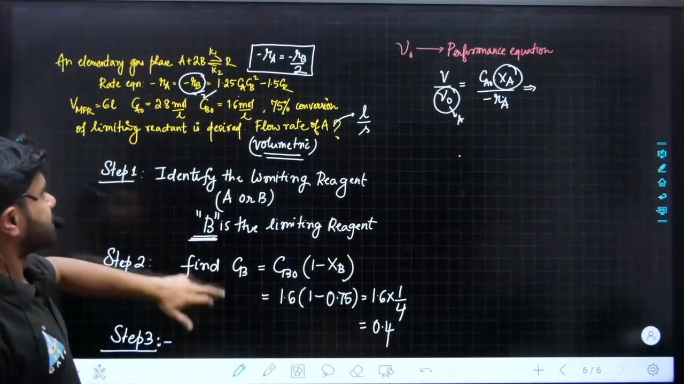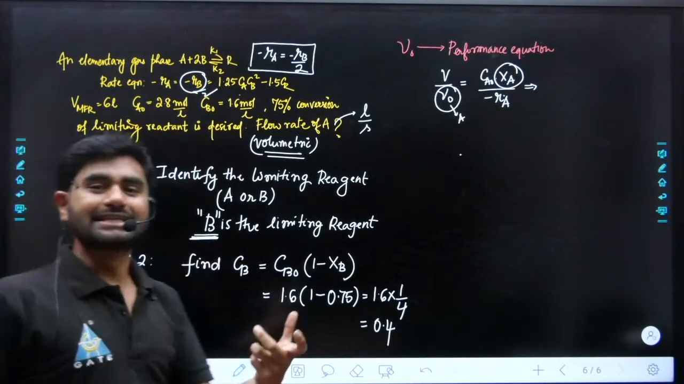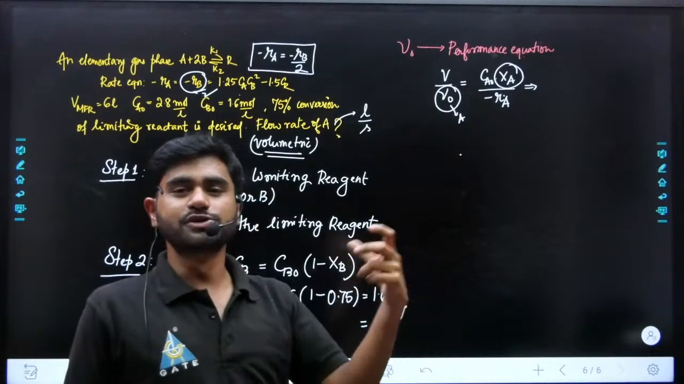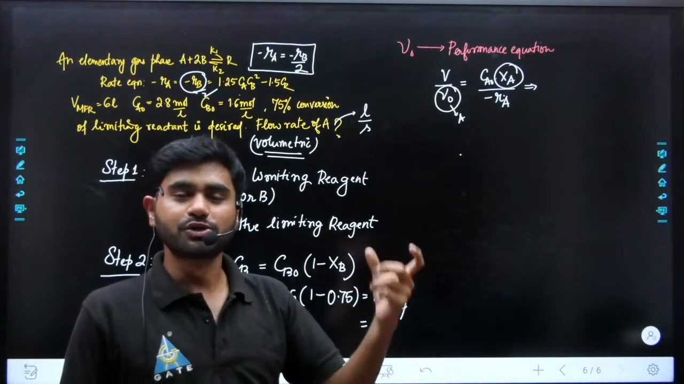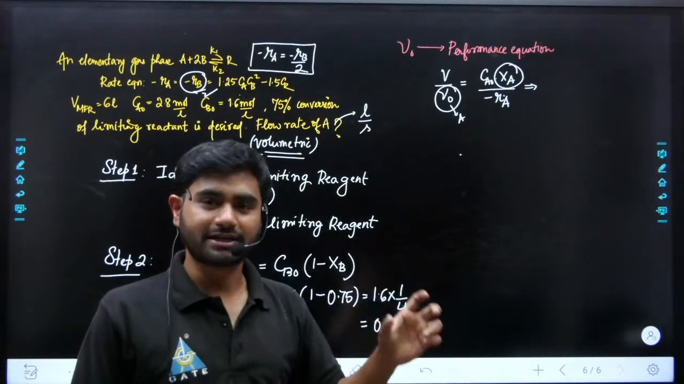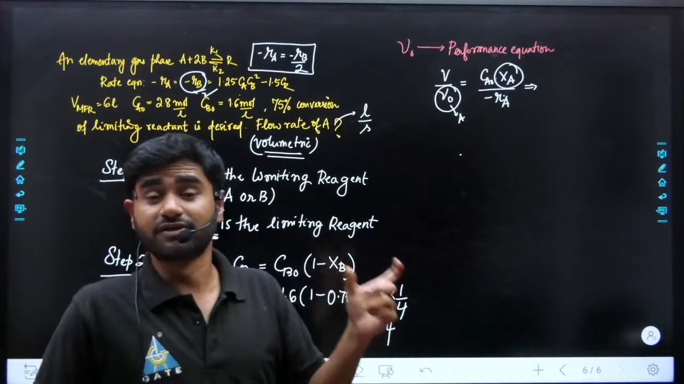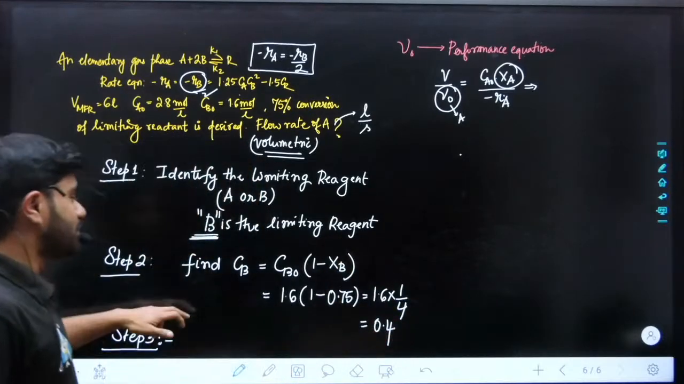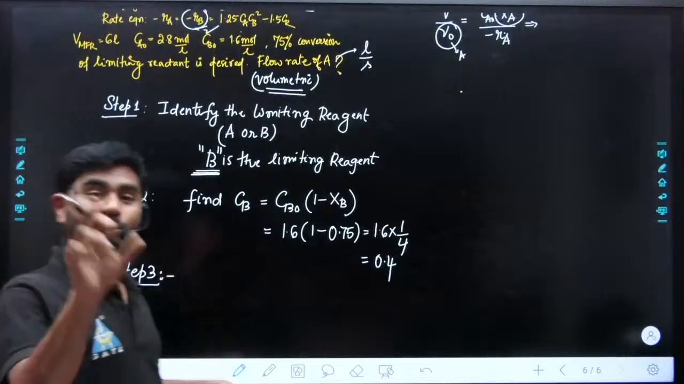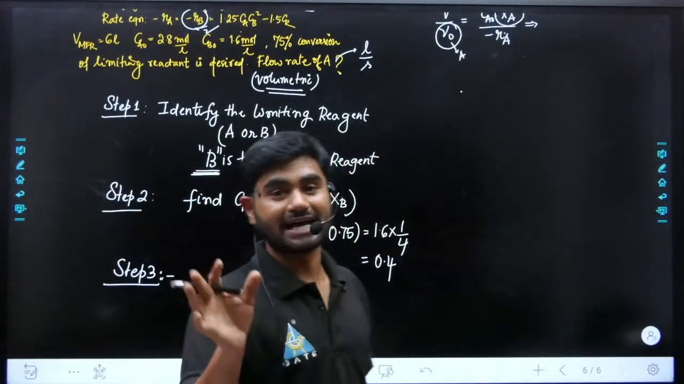Before we go for the next step, just make sure that minus RA equals minus RB by 2. Rate defines how many moles reacted, right? How many moles are consumed in a given time. So the rate defines how much amount of moles is consumed in a given time. That means we need to make sure how many moles, I would say in terms of concentration, how much concentration of B has been consumed.